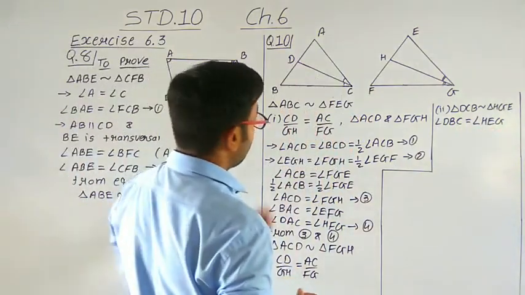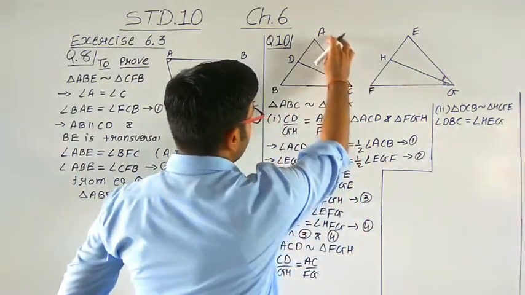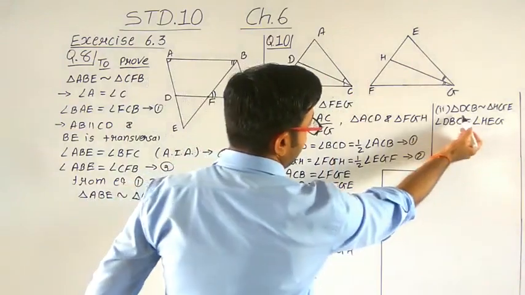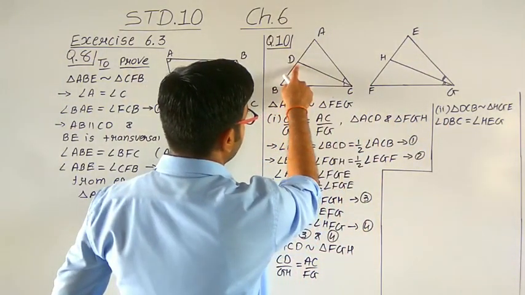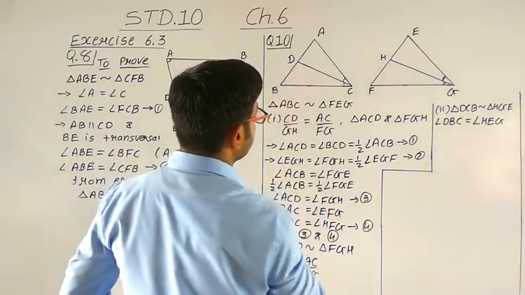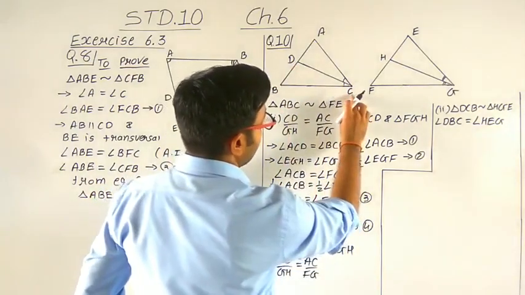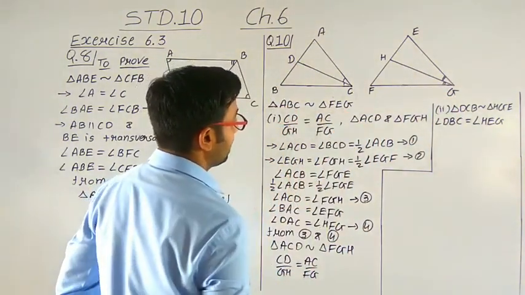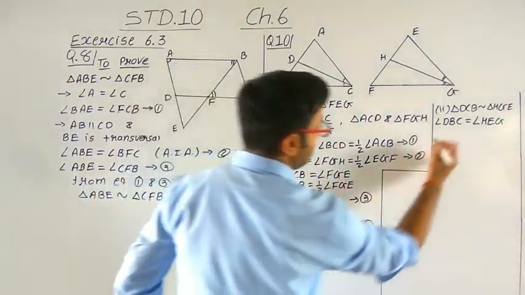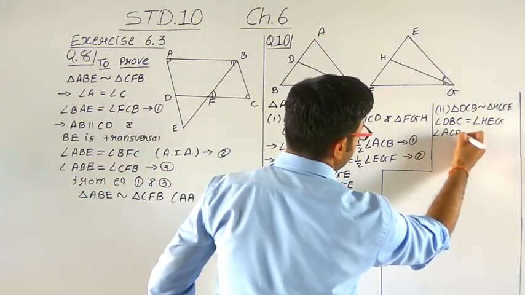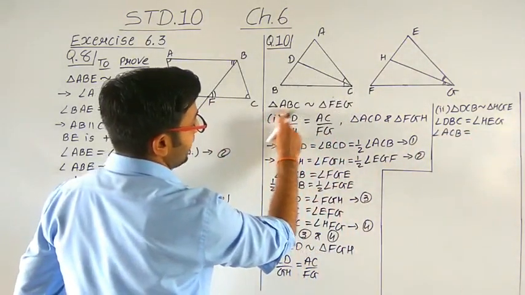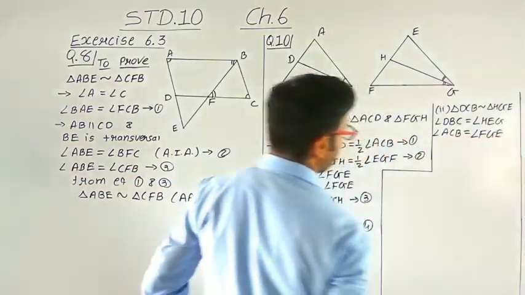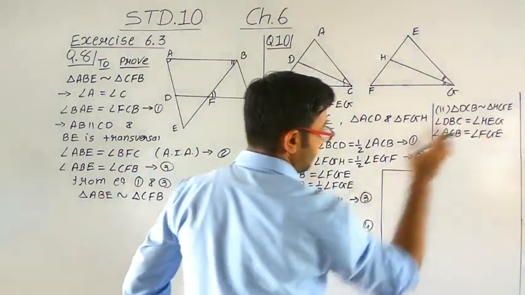Now what about the other angle? See, this angle C of triangle ABC is divided into two equal parts. So which angle can we take from here? We can take the angle DCB, right? But are angle C and G equal, yes or no? Yes, angle C and G are already equal. So we can write down that angle ACB is equal to angle FGE. From this, we can write down this condition.